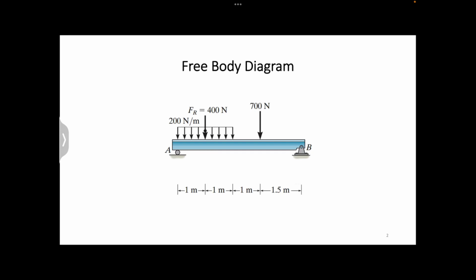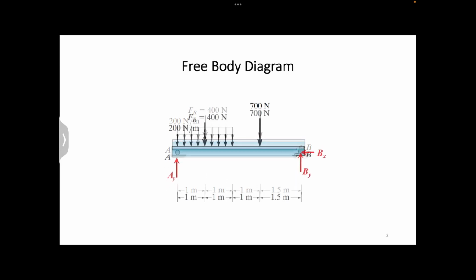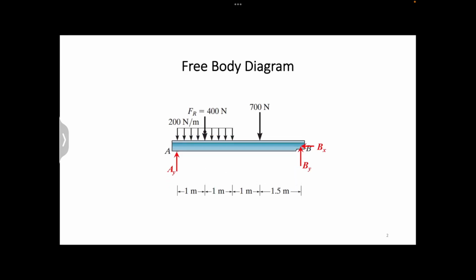Suppose we are interested in finding the reaction at support A and support B of this structure. The free body diagram we plot will be like this. As you can see, I plot the free body diagram for the entire beam by replacing the support at point A and at point B with support reactions. Some of you might ask why the support at A has only a vertical component, while the one at B has both vertical and horizontal components.